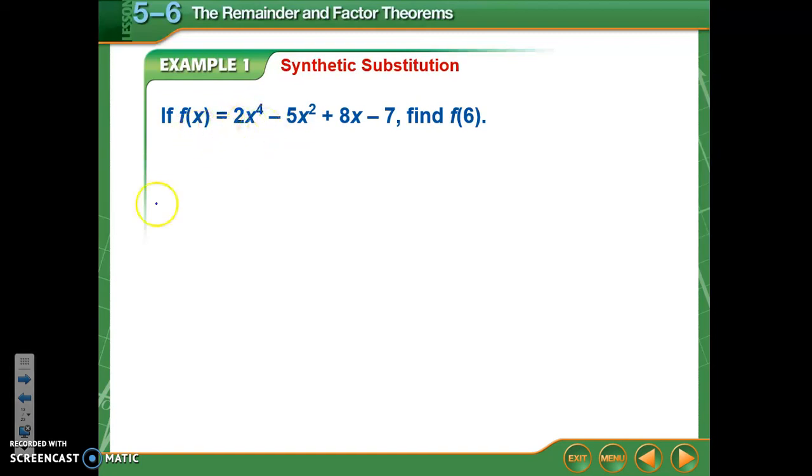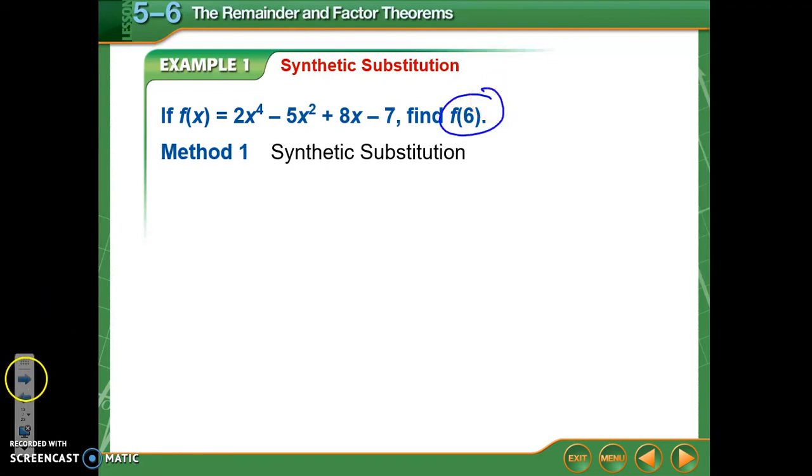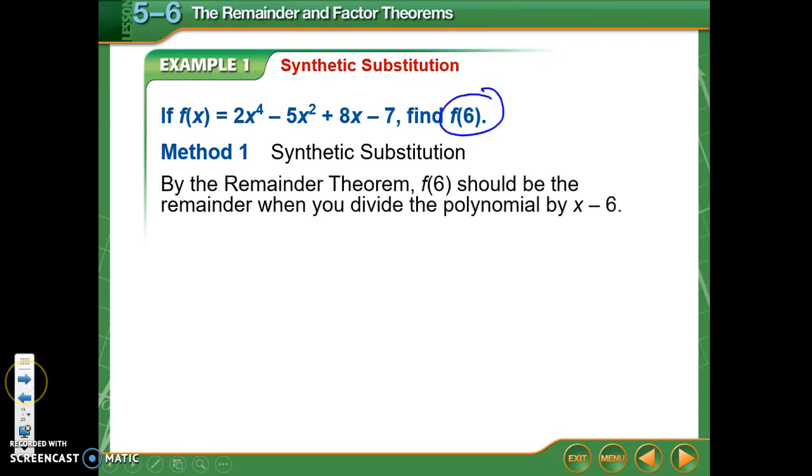If f of x equals 2x to the 4th minus 5x squared plus 8x minus 7, we want to find f of 6. So we're going to talk about two ways to do that. The first is using synthetic division. By the remainder theorem, f of 6 is what we get when we divide the polynomial by x minus 6, x minus whatever number I'm evaluating at.